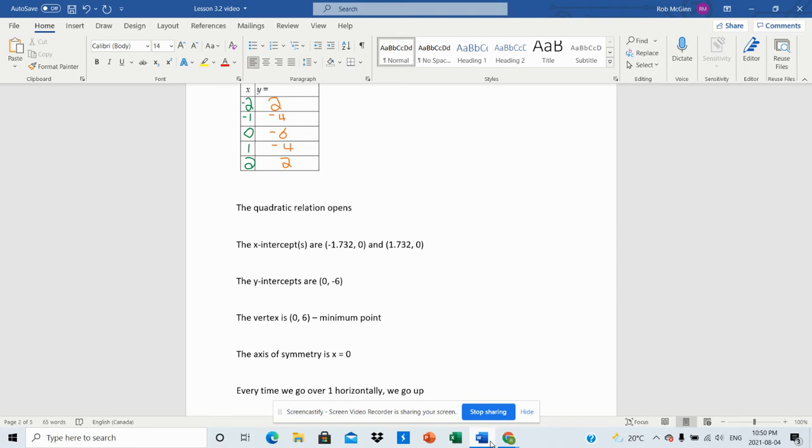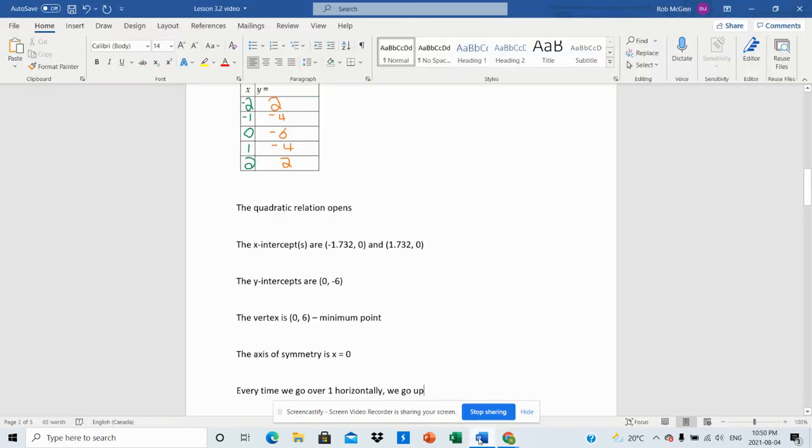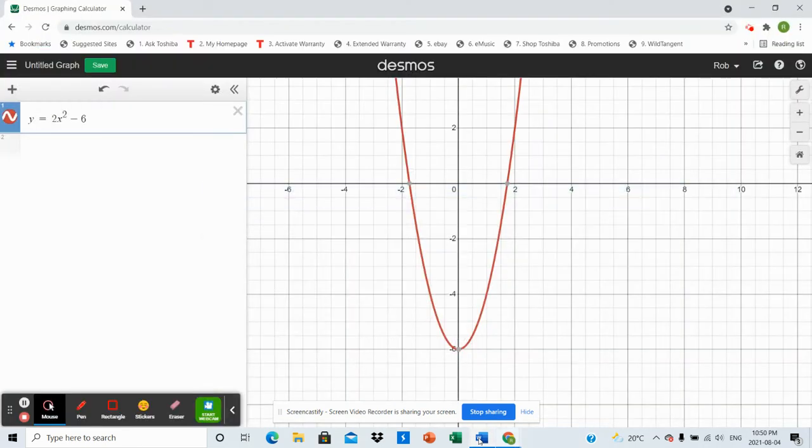We want to just see this. Every time we go over one horizontally, we go up not by a standard amount. So when we go over 1, we go from negative 6 to negative 4, so we go up 2. So let's just write that down. We went across 1, and we went up 2 units.